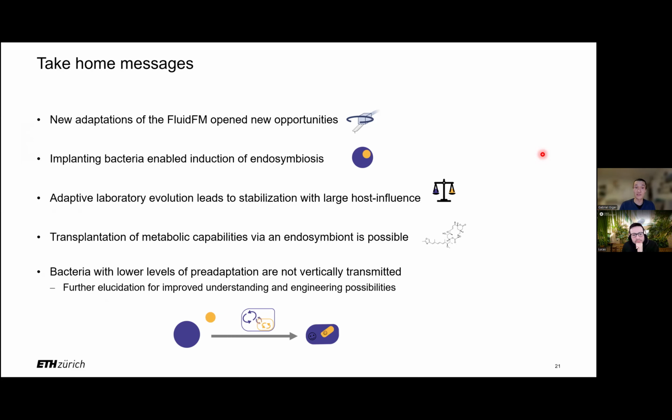Unfortunately, what we saw was that bacteria with lower levels of pre-adaptation aren't vertically transmitted. So we will still have to learn a lot more about what is really necessary, like what are the abilities that Mycetohabitans has that E. coli doesn't have, to start engineering this in all these bacteria that we're interested in as potential endosymbionts.